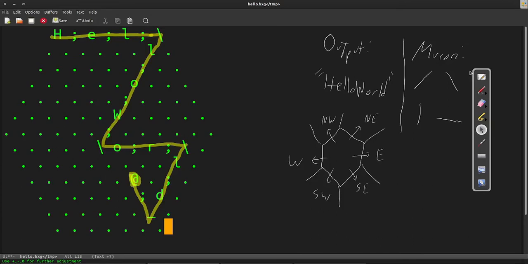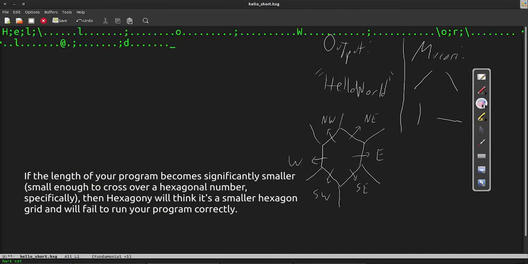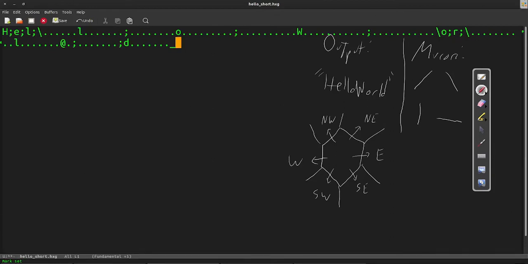It's worth noting that our program doesn't have to be saved in a hexagon shape. We can safely remove all the spaces and new lines, as well as any trailing dots, and Hexagony will happily add them back internally. So this pretty hexagonal program could be shortened to this. Of course, nobody will ever be able to tell what this program does, so in the interest of readability, the programs we write today will look like hexagons.